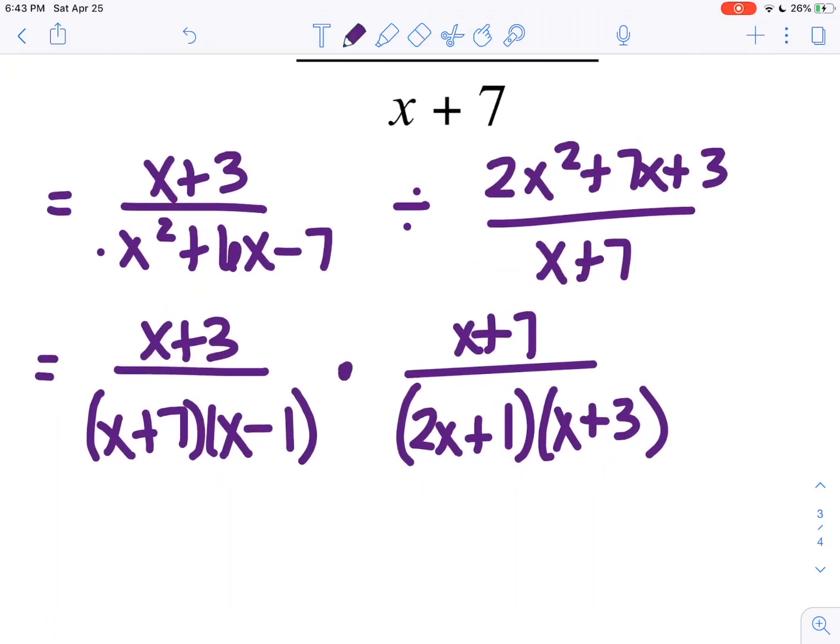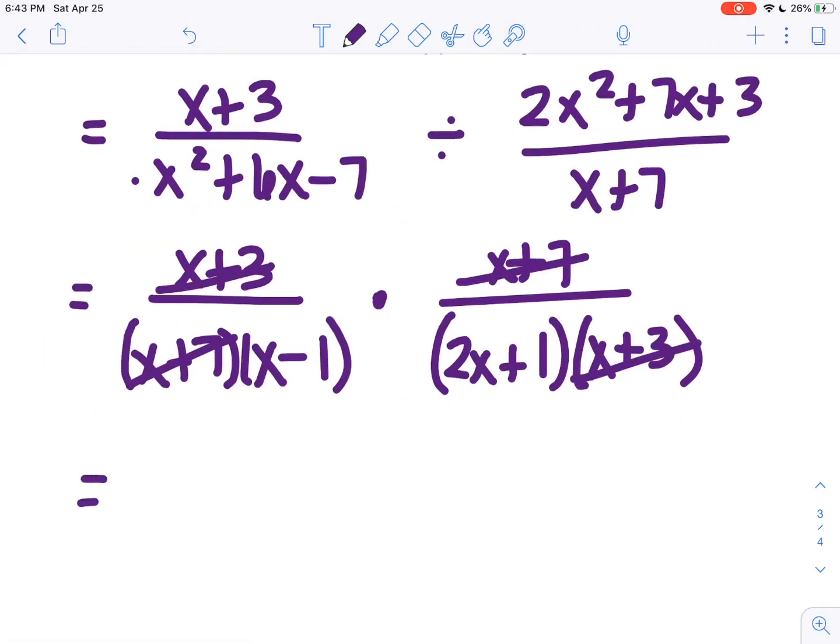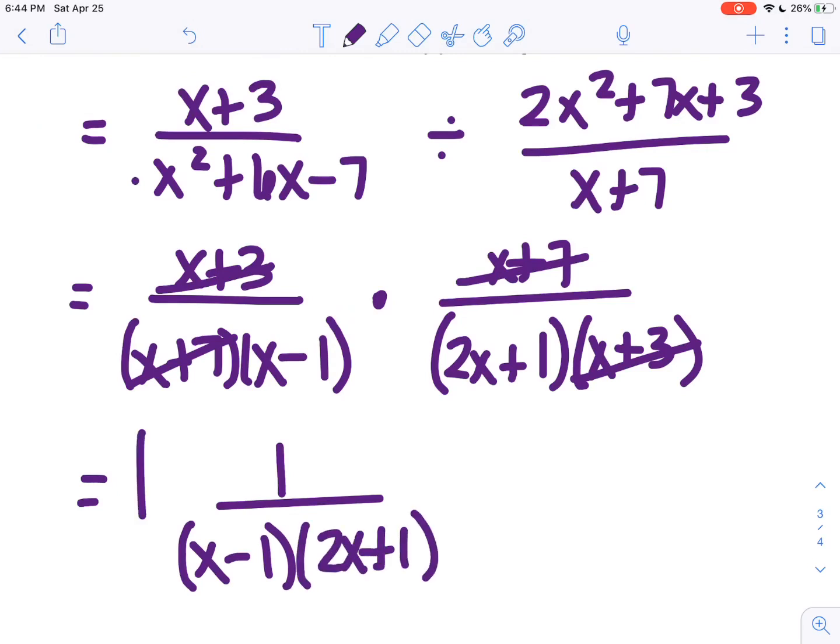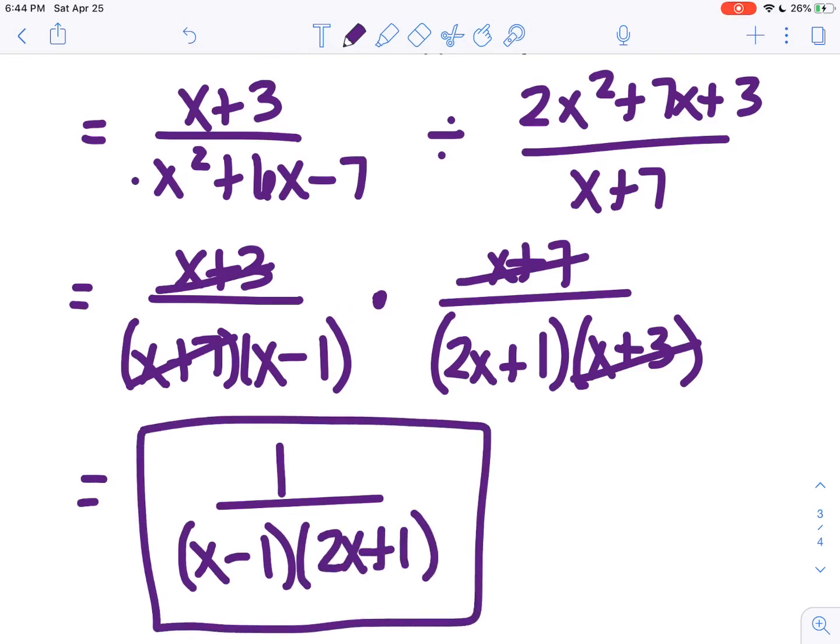And now let's see, can I cross anything out? So I could cross out this x plus 3. I could cross out this x plus 7. So I see that I have nothing left in the numerator, which means there's just a 1 left. Okay, and then in the denominator, I have an x minus 1 and a 2x plus 1, and we are done.